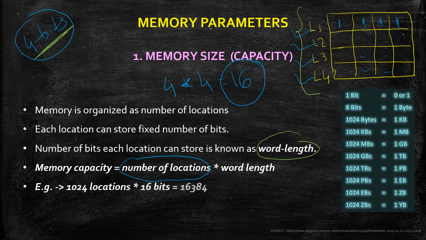Here we have given one example, that suppose there are total 1024 locations and the capacity of each location is suppose 16 bits. So in that case the total capacity of the memory would be 16384. So this is how you can calculate the memory size.